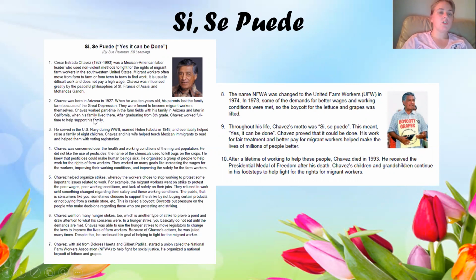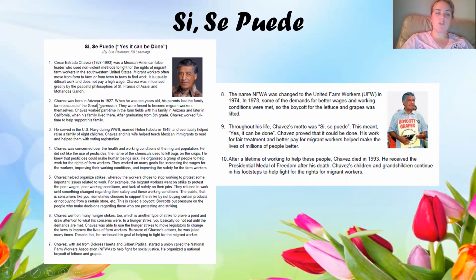So Cesar Estrada Chavez, 1927 to 1993, was a Mexican-American labor leader who used nonviolent methods to fight for the rights of migrant farm workers in the southwestern United States. Migrant workers often move from farm to farm or from town to town to find work. It is usually difficult work and does not pay a high wage. Chavez was influenced greatly by the peaceful philosophies of St. Francis of Assisi and Mohandas Gandhi.